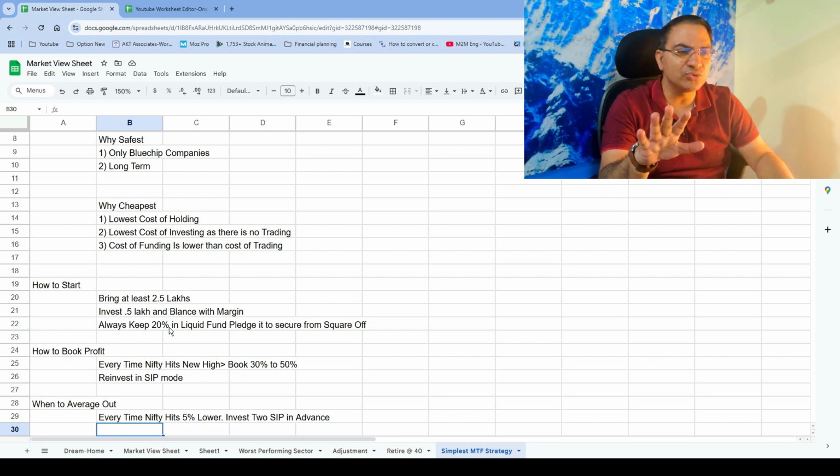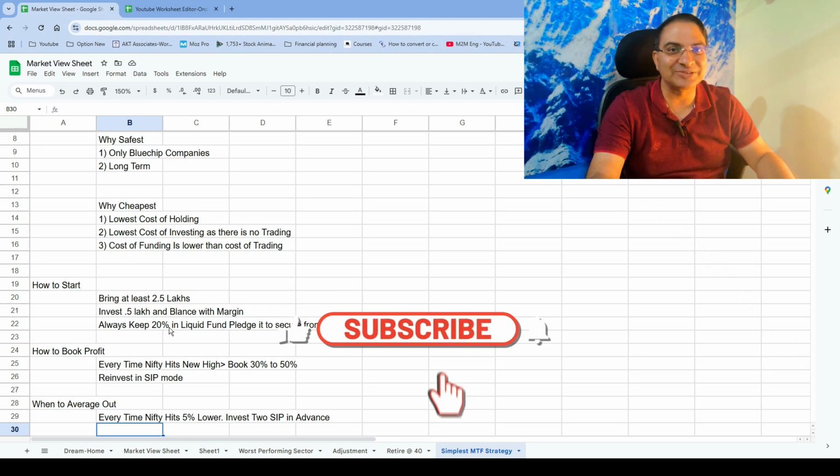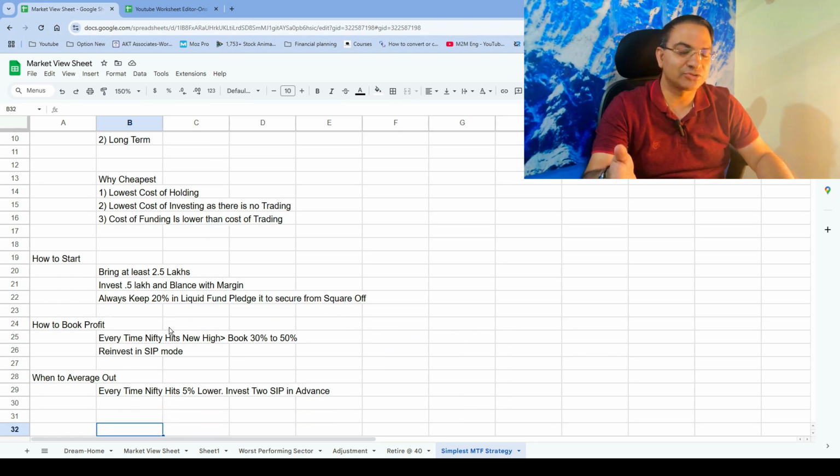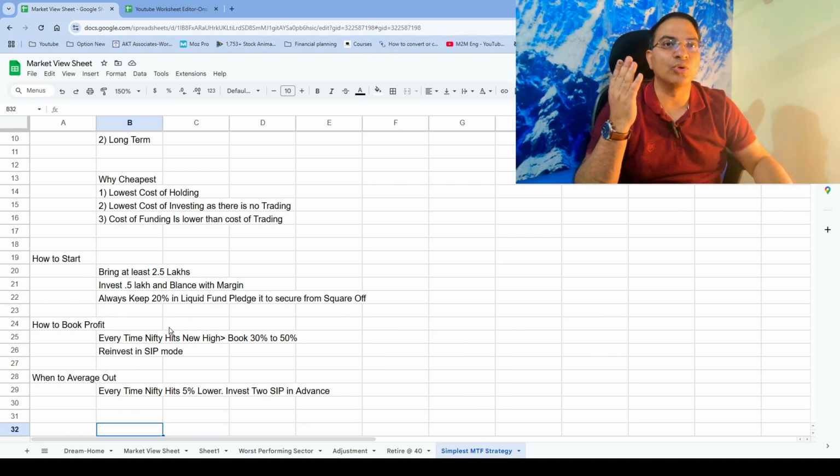So this you can simply use, you don't have to use any algorithm or something to check when to buy, when to sell, when to exit, when to enter. Very simple thumb rule. Anytime it's hitting a high, book 30% to 40%, sorry, 50%, and then reinvest slowly.